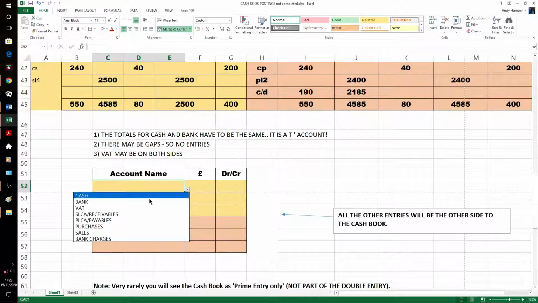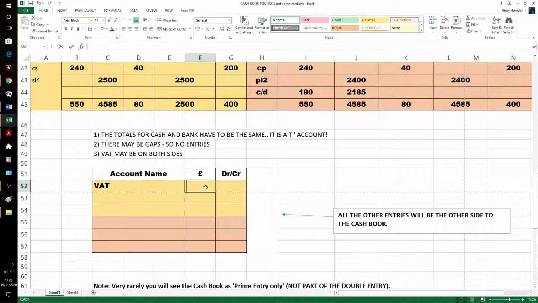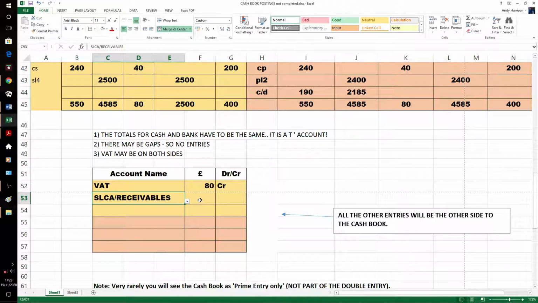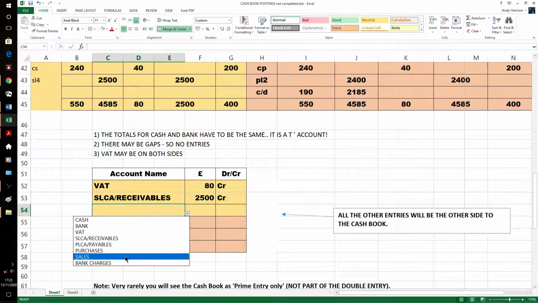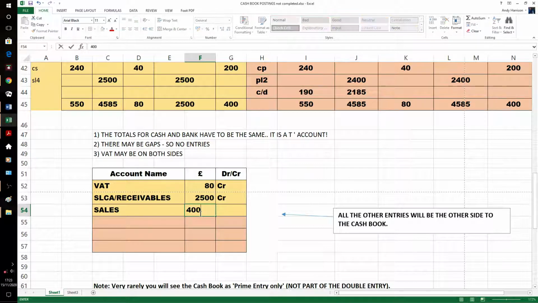So we're going to have VAT, the £80 relates to a sale, and our receivables, our 2,500 is a credit entry, and sales, may say cash sales of course, could be lots of other versions of sales, online sales or all sorts of sales, or even commission. Still credit entries though, debit the bank, other entries credit.